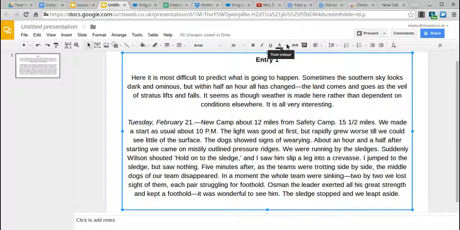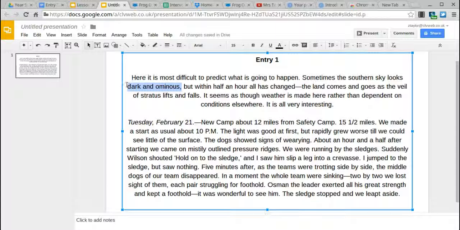Okay, so this is one of the first entries that he did. Entry 1. Here, it is most difficult to predict what is going to happen. Sometimes the southern sky looks dark and ominous, but within half an hour all has changed. The land comes and goes as the veil of stratus lifts and falls. It seems as though the weather is made here rather than dependent on the conditions elsewhere. It is all very interesting.